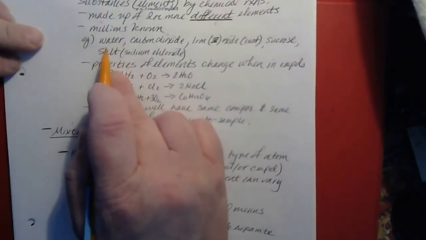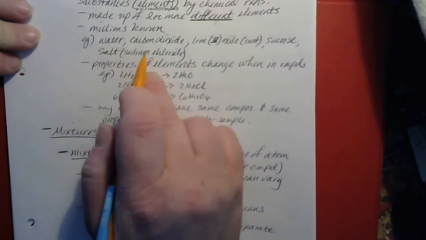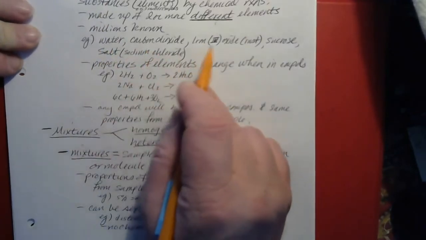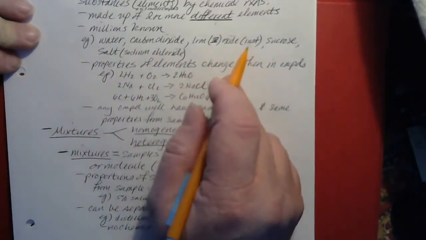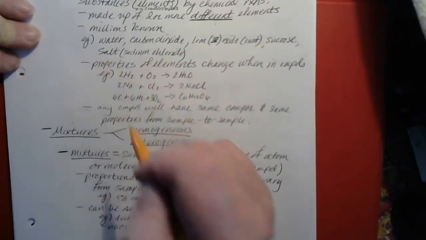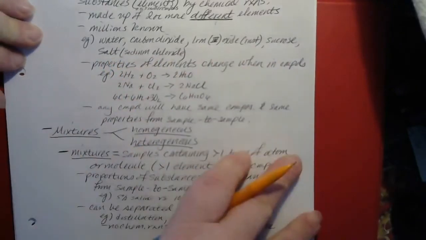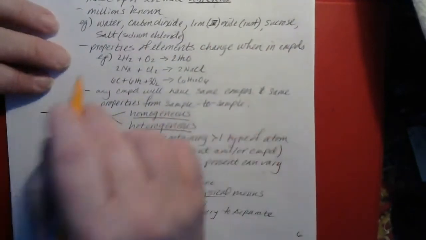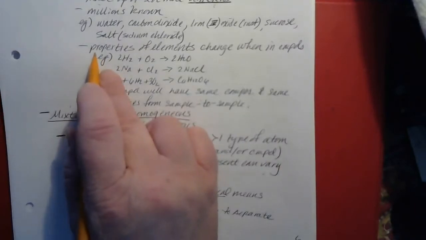And so some well-known compounds would be things like water, carbon dioxide, iron oxide, better known as rust, sucrose, that is table sugar, sodium chloride or table salt. Those are all compounds. It's important to remember that the properties of elements generally change significantly when they form compounds.